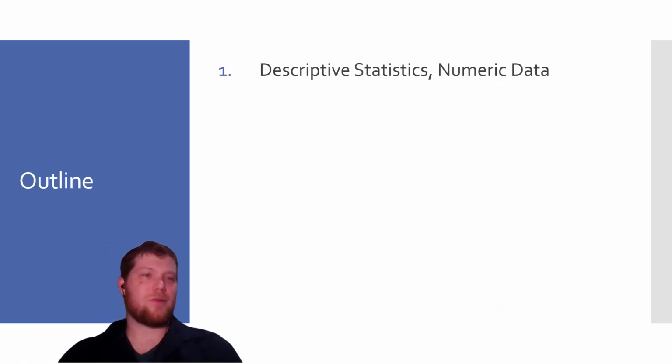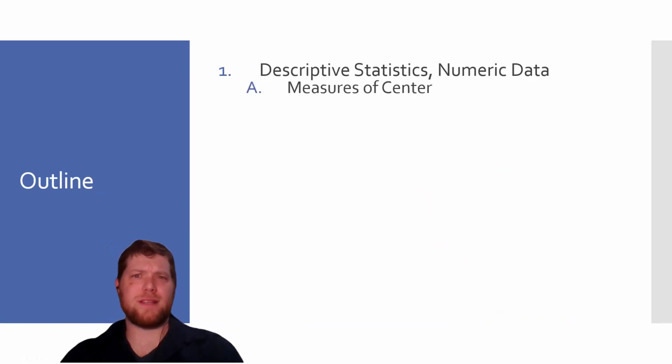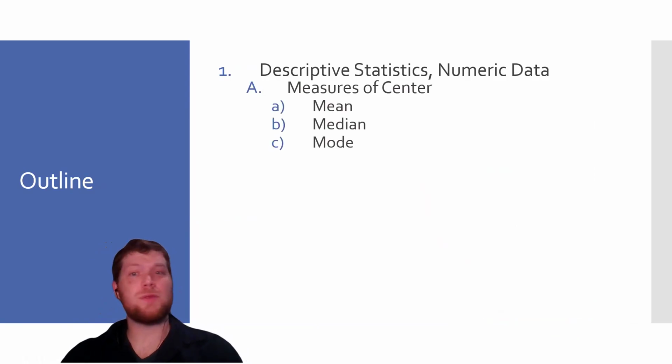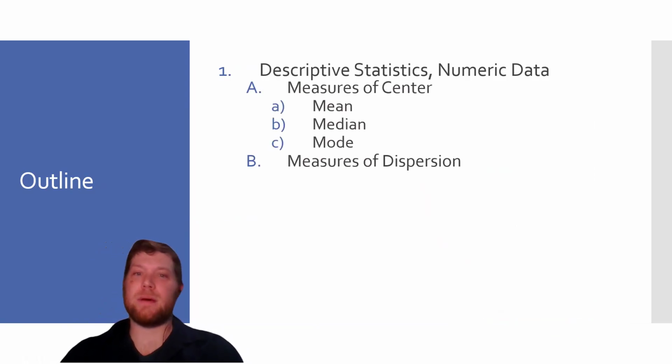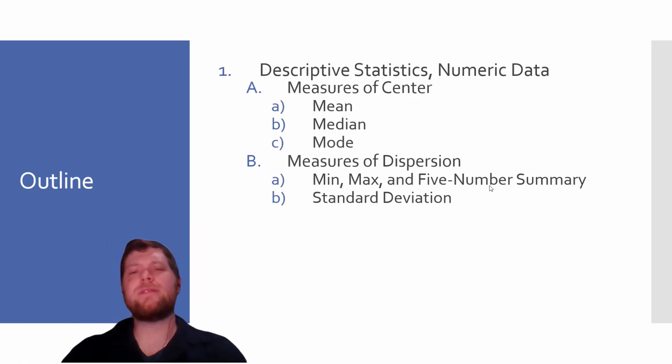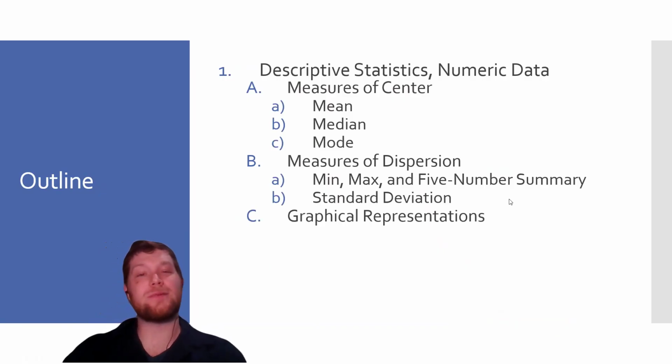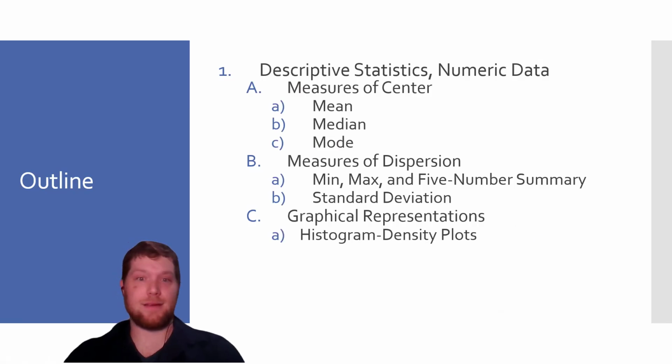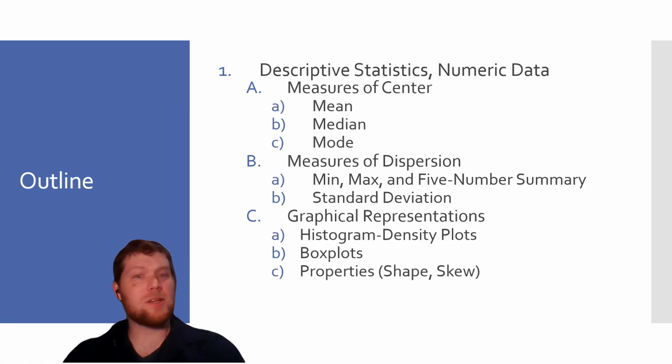So, a quick outline. We'll look at some descriptive statistics, talk about numeric data in general, including the measures of center: mean, median, mode, as well as measures of dispersion: the minimum, maximum, a five-number summary that we'll talk about, and the standard deviation as well. And we'll look into some graphical representations, such as histograms, density plots, box plots, and the certain properties behind them, the shape, the skewness, these things.